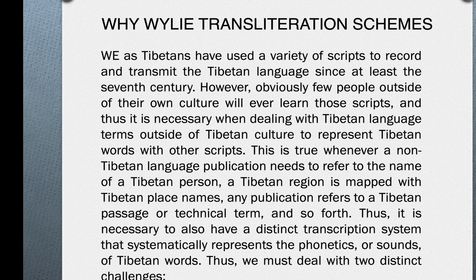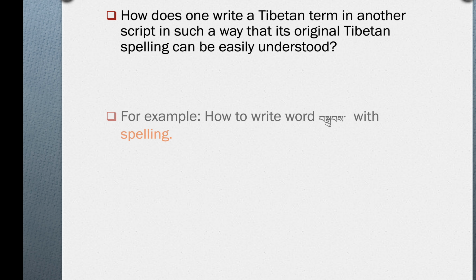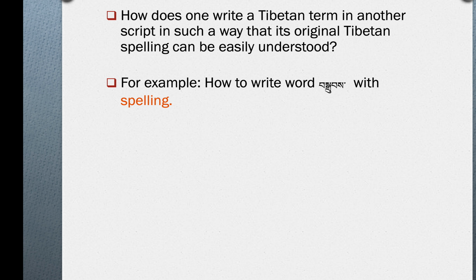Thus, it is necessary to also have a distinct transcription system that systematically represents the phonetics, or sounds, of Tibetan words. Thus, we must deal with two distinct challenges. How does one write a Tibetan term in another script in such a way that its original Tibetan spelling can be easily understood? For example, when we have to write something, how do we write it so that it gives the original character of the Tibetan language?